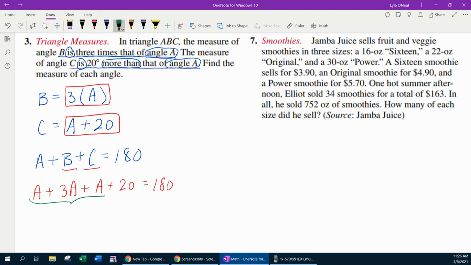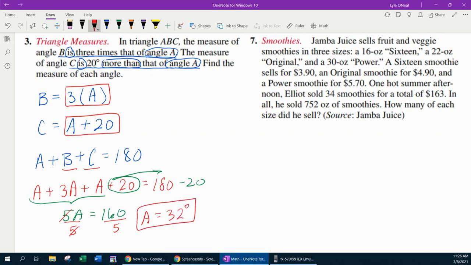Combine like terms, 1, 3, 1, that's 5A. The 20 moves over and makes it minus 20. So that would be 160. And then if I divide both sides by 5, 160 divided by 5 is, let's see, 5 goes into 16 3 times, remainder of 1, 32. A is 32 degrees.